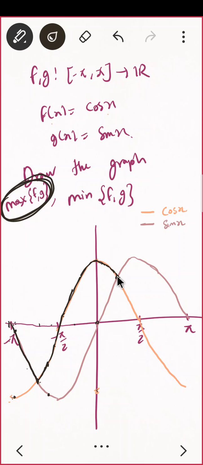What next? From this intersection point further, at least I want to see till pi. So which one is maximum? 57, Chinmay. Sine graph. That is quite clear. Good.